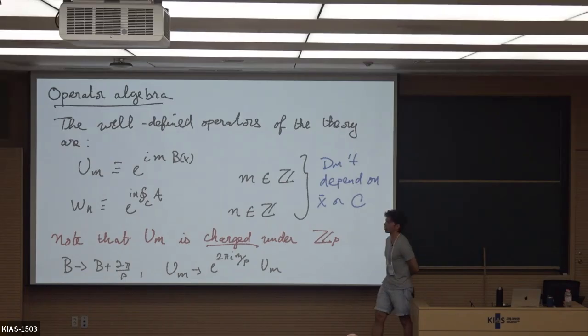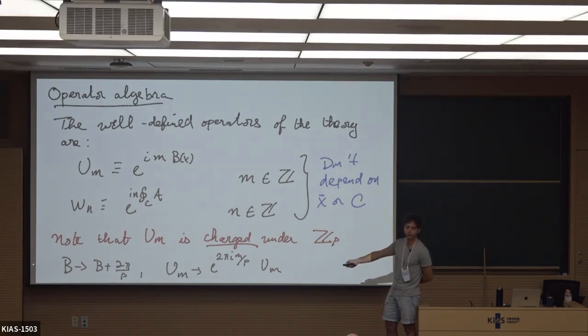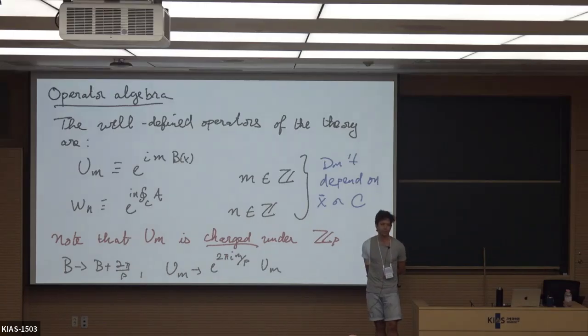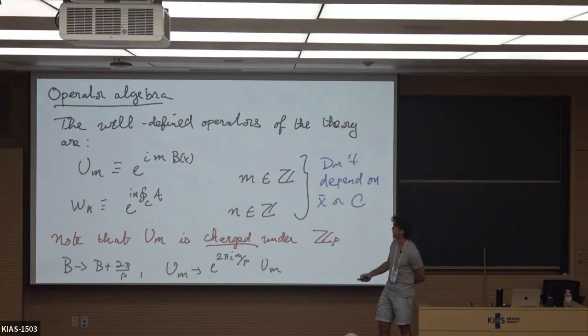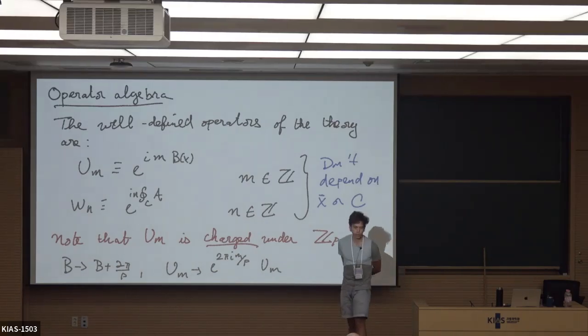Now, one more thing that I want to mention is that this operator U_m is a charged operator under the Z_p symmetry that I mentioned before. So how do we see that? Well, very simple. Let me just do a shift of the symmetry by 2 pi over p. That's n equals 1. If I do a shift by 2 pi over p, then my operator shifts by this phase. And this is the way that you measure the charge of the operator. So these are fractionally charged objects.